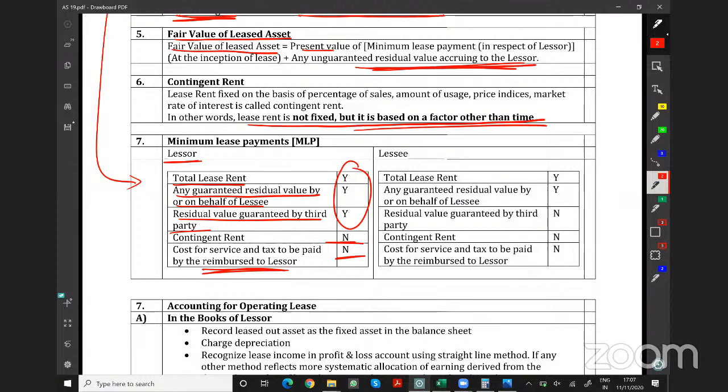From the point of view of lessee, it will be only total lease rent and guarantee from the lessee. See, the third party has given guarantee to the lessor. So that should not be included in lessee's MLP. So these three things should not be included in lessee's MLP.